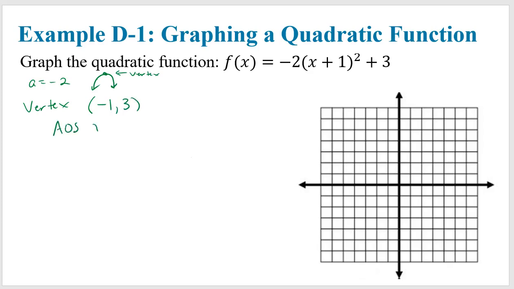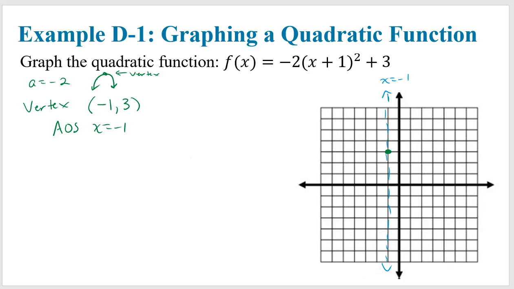And I can put my axis of symmetry, which is x equals -1. So I'm going to go to my graph at -1, 3. I'm going to put, that's my vertex. And then I'm also going to, let me do that in a different color, show you my axis of symmetry. So that axis of symmetry will help me when I am graphing if I need additional points.